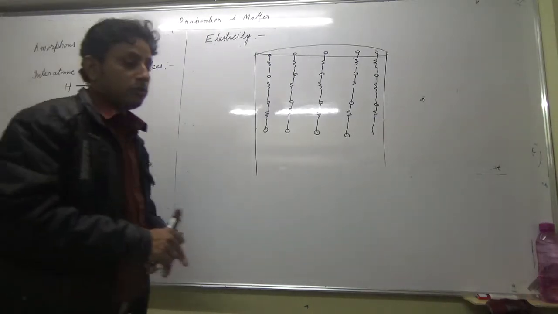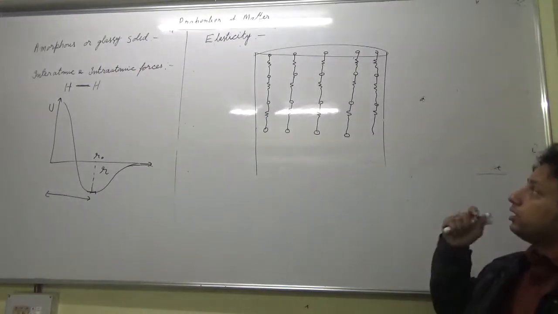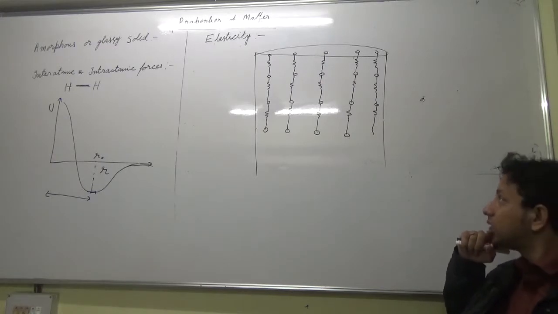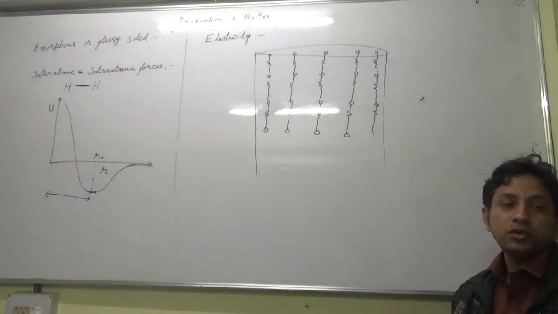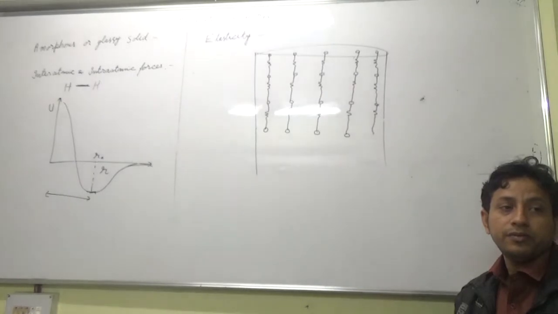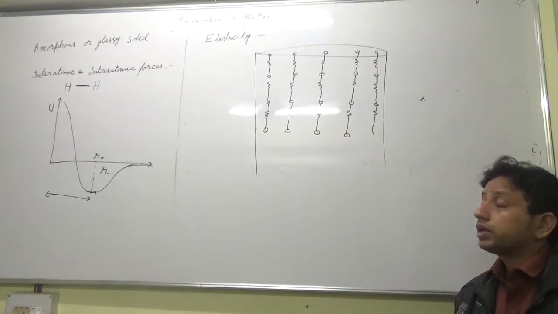ठीक है. तो elasticity का definition लिखे, ठीक है. definition लिख लो इसके बारे में कि it occurs due to restoring forces developed by chemical bonds.